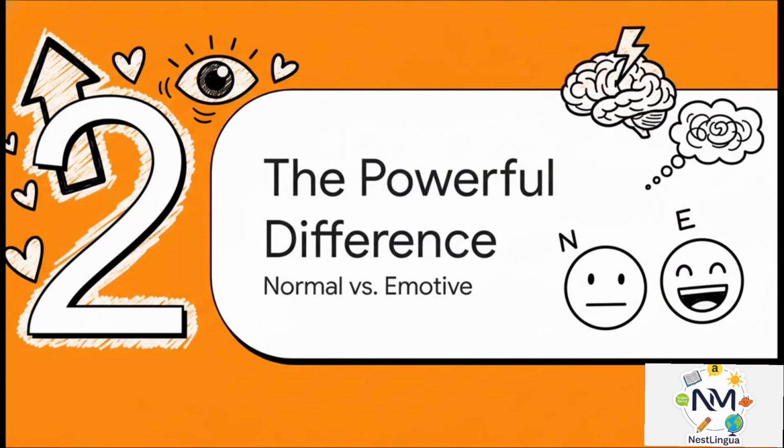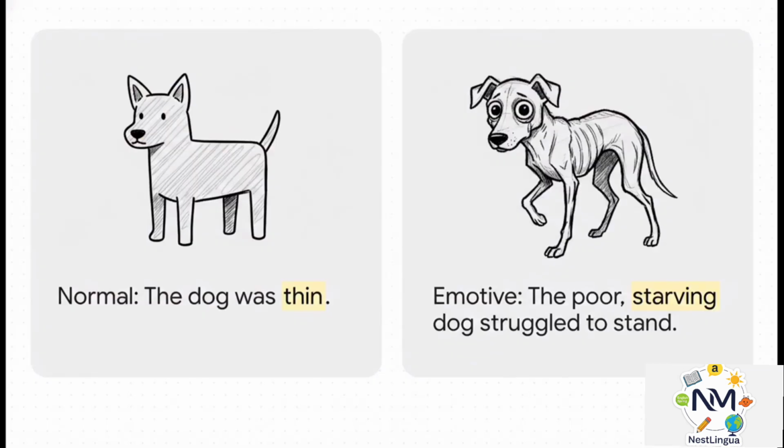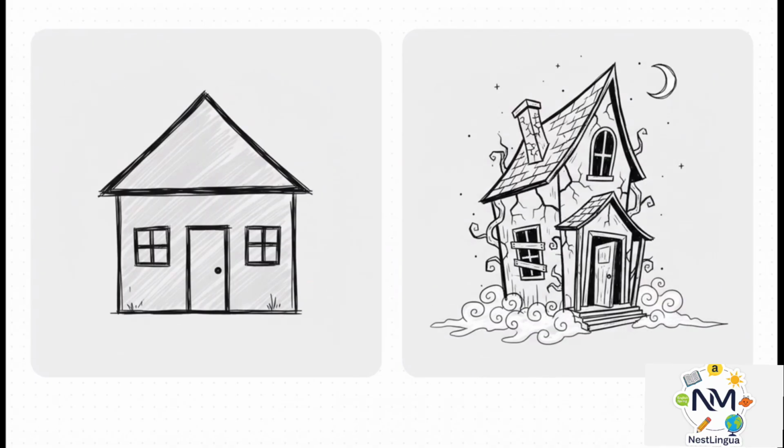Now, talking about it is one thing, but seeing it in action, that's where it really clicks. So let's check out a few examples, comparing a pretty normal sentence to a really emotive one. I mean, just look at the difference here. The dog was thin. Okay, that's a fact. It's fine. But then you read, the poor, starving dog struggled to stand. Wow, that paints a totally different picture, doesn't it? Words like poor, starving, and struggled don't just tell you the dog is thin, they make you feel so much sympathy for it.